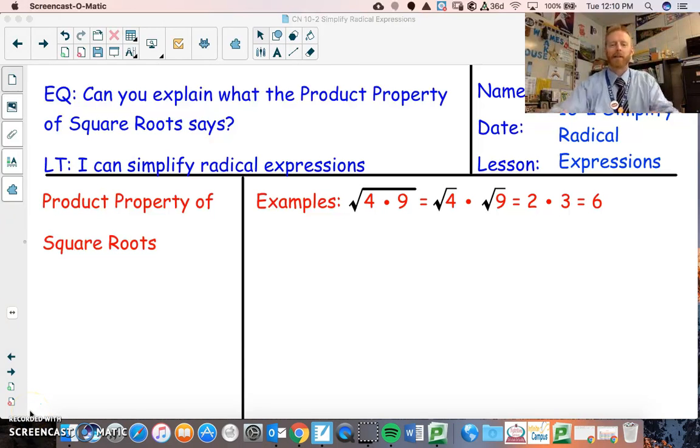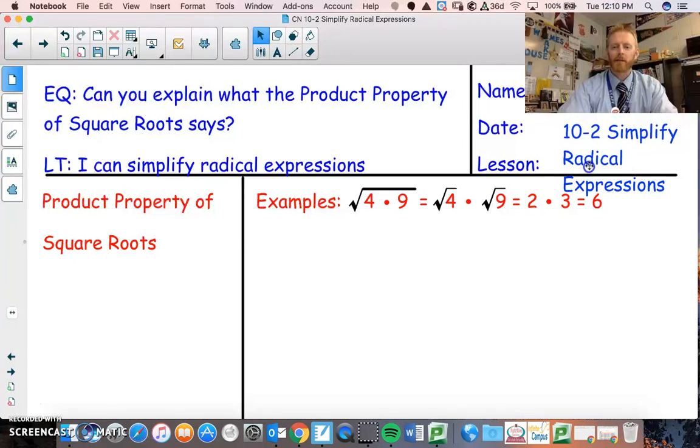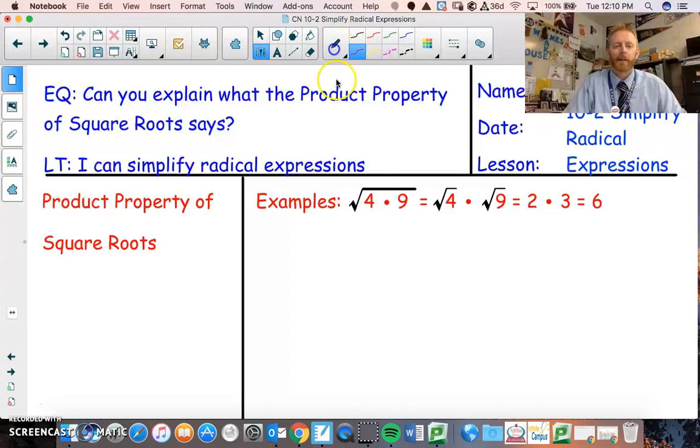We are talking today. I know it's hard to see because my face is in the way. I'll move it down. We are talking about simplifying radical expressions. This is lesson 10.2. It's day 1 of 10.2. So we're going to talk about just one property, and then the next video will be about the next step in 10.2. So we're talking about the product property of square roots.